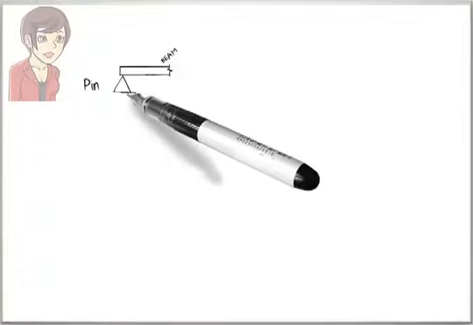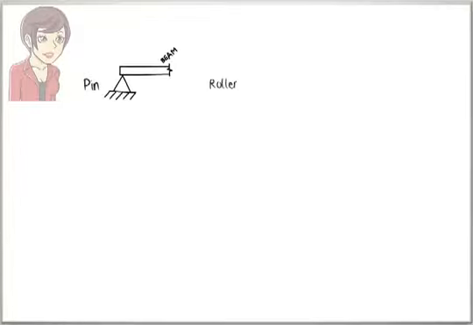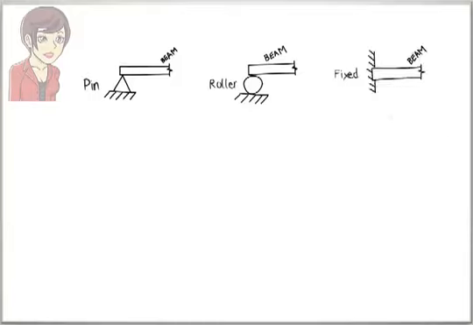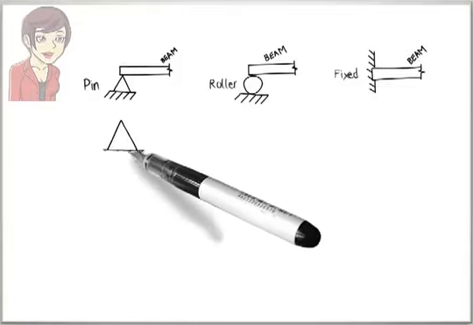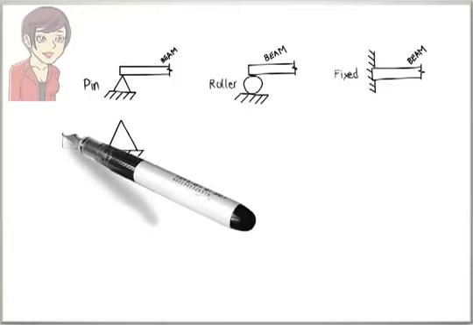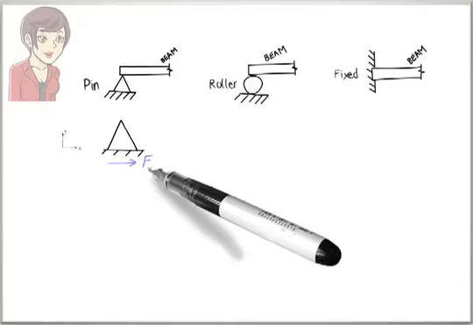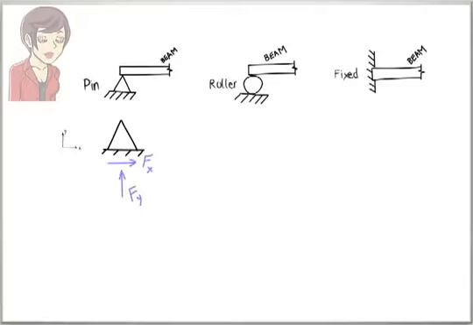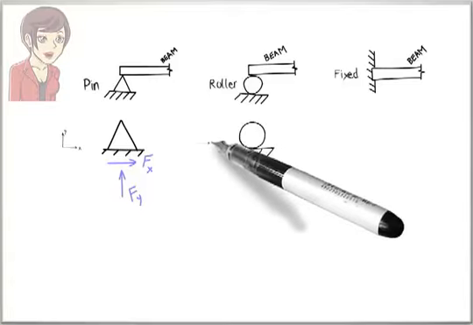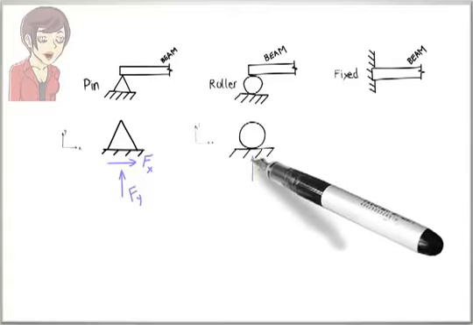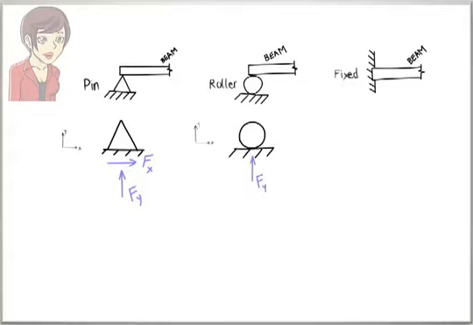The three most common support types are pin, roller, and fixed supports. There are two reaction forces associated with a pin support, a force in the x direction and one in the y direction. A roller support provides one reaction force only. Here, the force is perpendicular to the support surface.